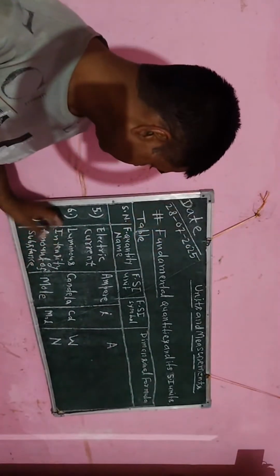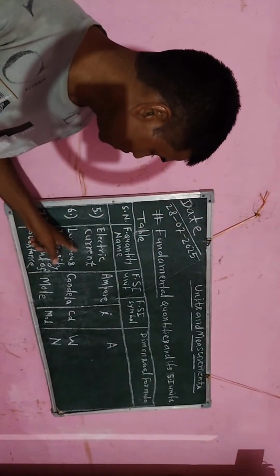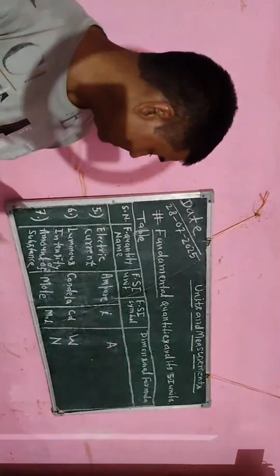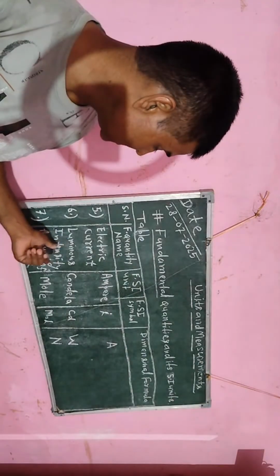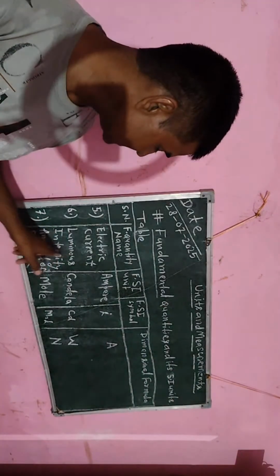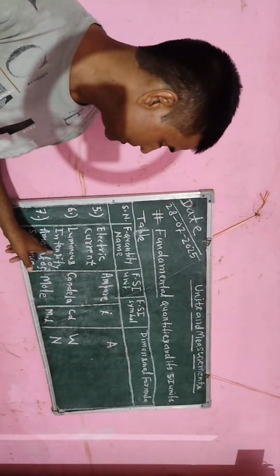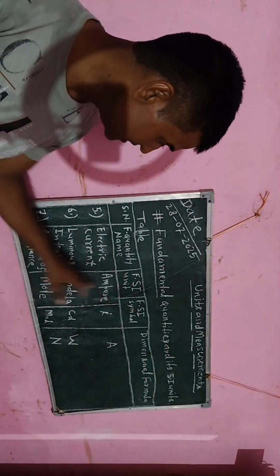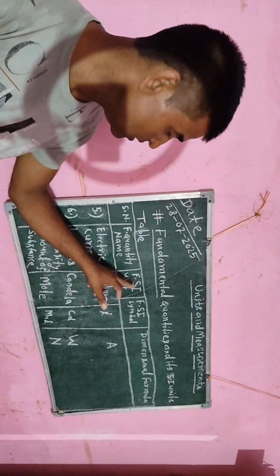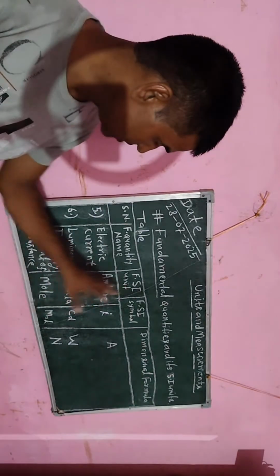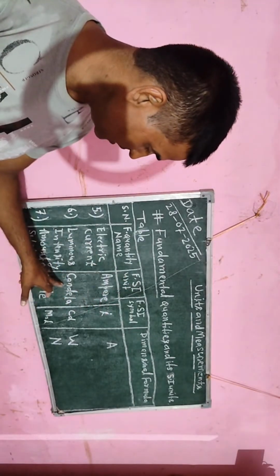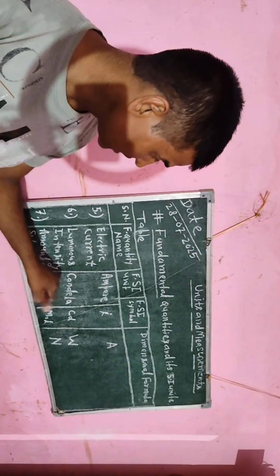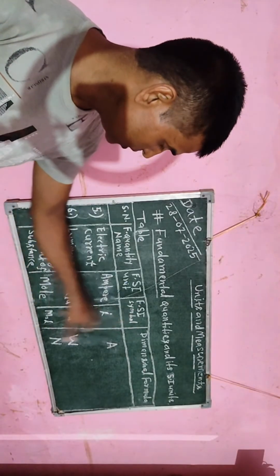Similarly, point number 6 is luminous intensity. Luminous intensity stands for jyoti teevrata, and its fundamental SI unit, the SI matrak, will be candela. Candela is also written in the same way, and its symbol will be cd.